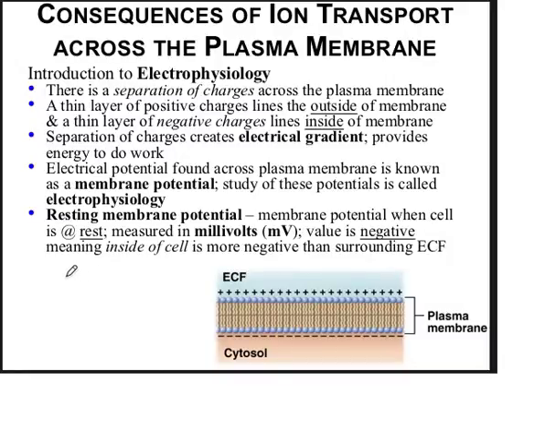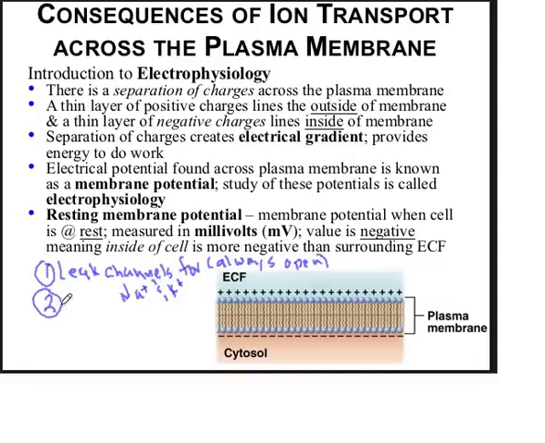The first factor is the fact that there are leak channels for sodium and potassium cations embedded in the membrane. So leak channels are defined as channels that are always open. Number two, the sodium-potassium pump maintains a separation of charge across the plasma membrane by pumping 3 sodiums out for every 2 potassiums that flow in.